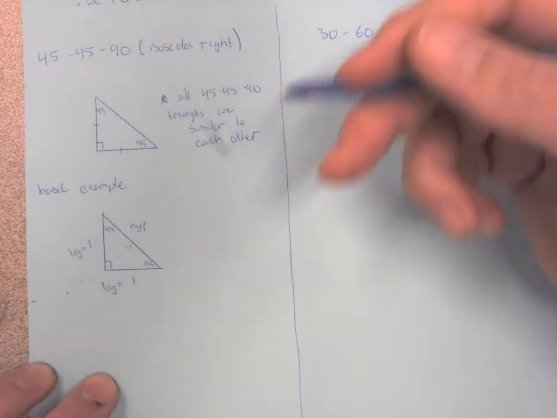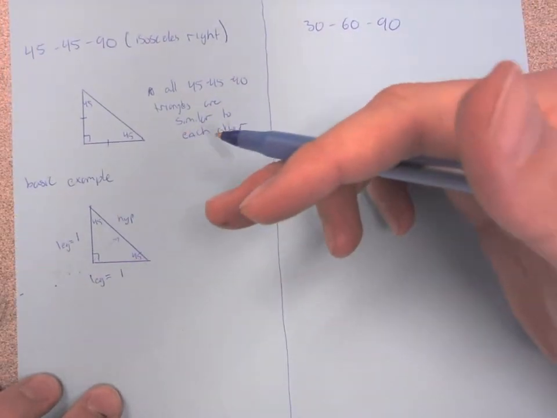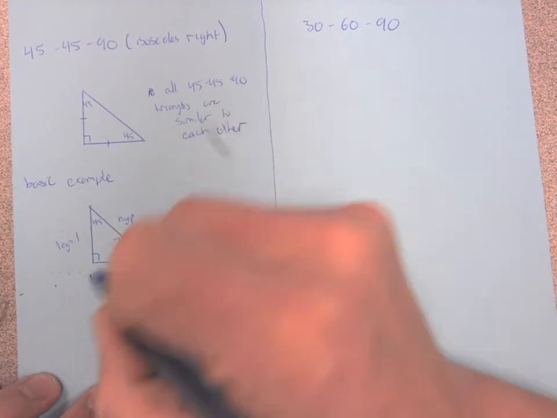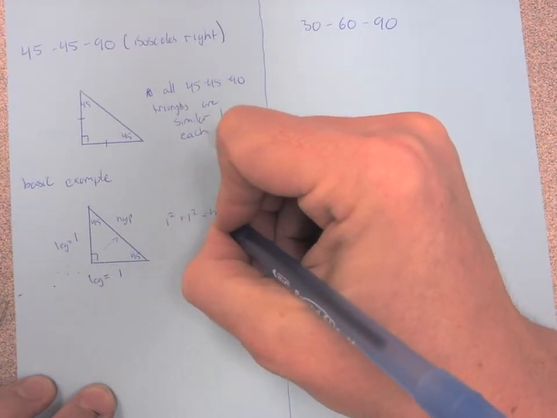So we can use the Pythagorean theorem here to find the missing side. So 1 squared, leg squared, plus the other leg squared, 1 squared, is equal to the hypotenuse squared.